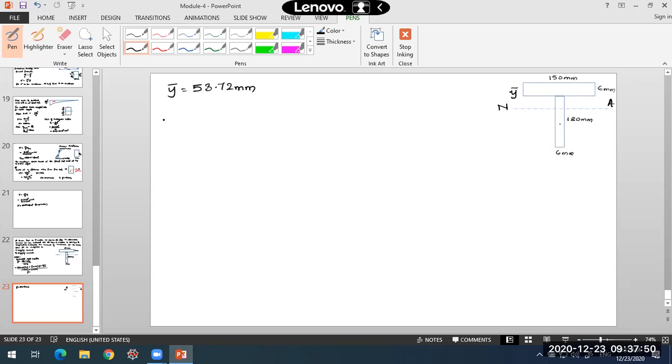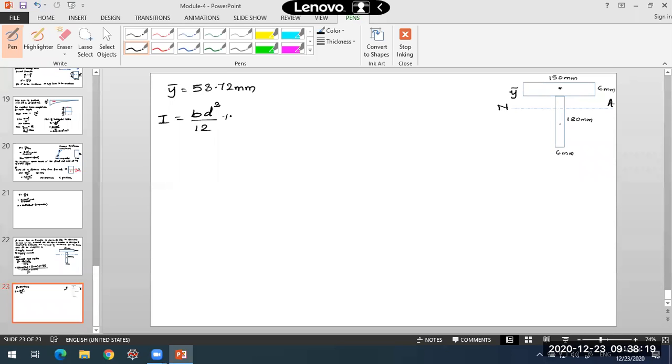Now next what I require is the moment of inertia of this section about the centroidal axis. I have two rectangles, so I need to find the moment of inertia of these two rectangles about the centroidal axis. Normally you got it as bd cube by 12 here, but in this case the centroidal axis for the entire section is not coinciding with the CG of these individual areas. So we need to apply the parallel axis theorem.